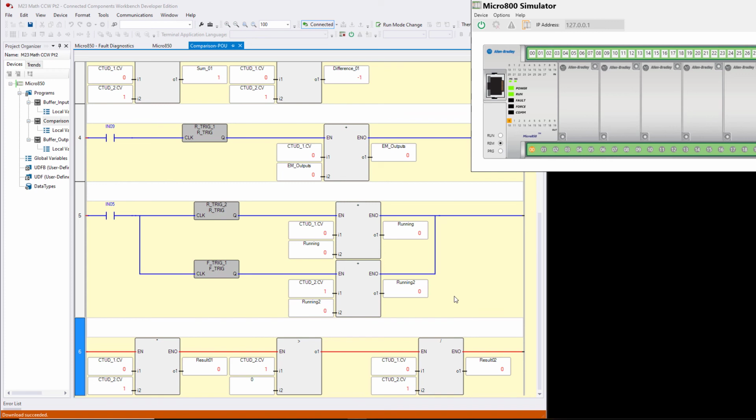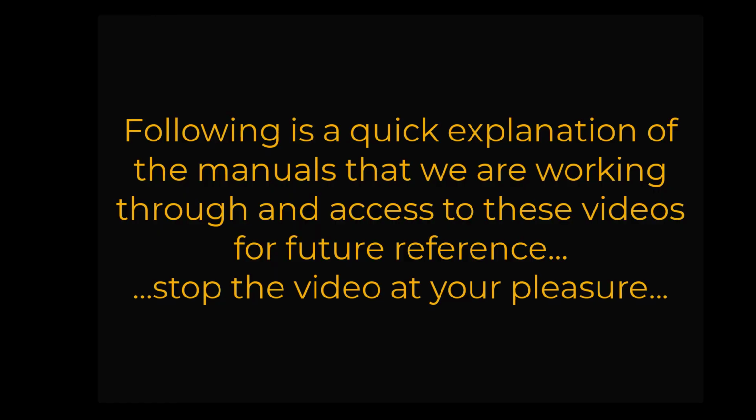And typically when I write programs where I'm using math instructions, especially the division instruction, if I think there's any remote possibility of dividing by 0, I will take whatever the variable is in input 2 of the division instruction, and I will use it in a preceding greater than instruction that says if it's not greater than 0, then the rung is false and the division doesn't execute. These are just a few little things to look out for when you're using the math instructions.